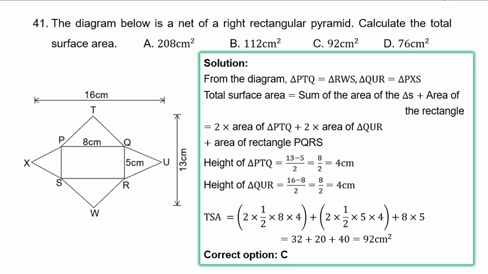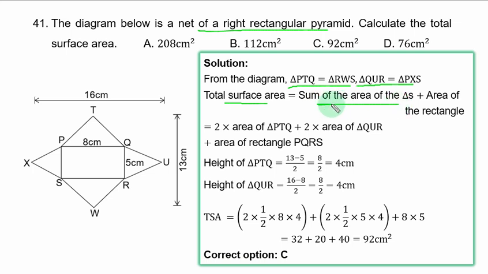Question 41. The diagram below is a net of a right rectangular pyramid. Calculate the total surface area. Solution. From the diagram, these two triangles are equal and these two triangles are also equal. Now, total surface area is equal to the sum of the area of the triangles plus the area of the rectangle.